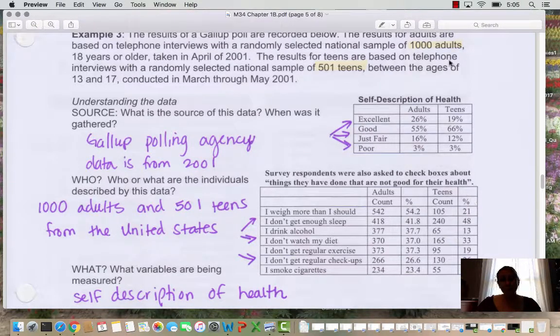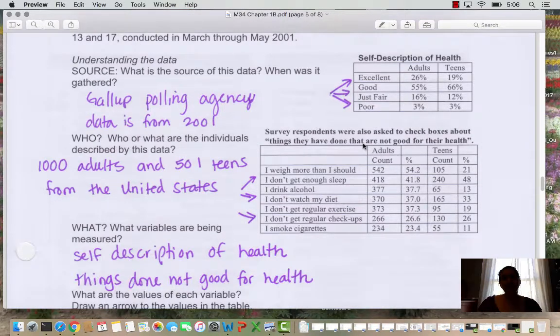And then there's two different tables here reporting the data that they collected. So we see one of the variables up here is the self-description of health. And then the second table has things that were done that were not good for the health. And in the second table, they were able to check multiple boxes.